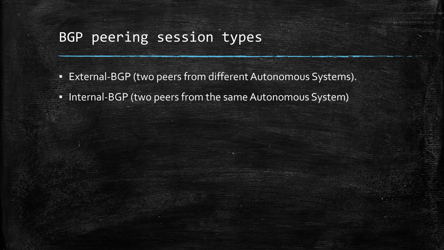For now, we will ignore internal BGP and work exclusively with external BGP. This means that all our BGP peering sessions will be between different autonomous systems. Once we get familiar with external BGP, we will talk about internal BGP in an upcoming lesson.